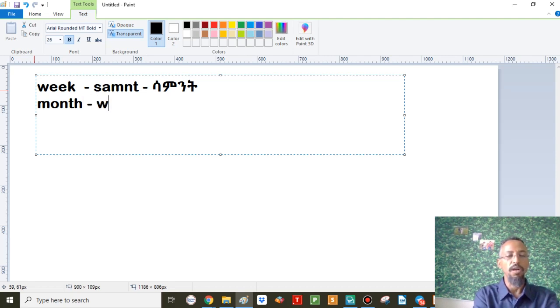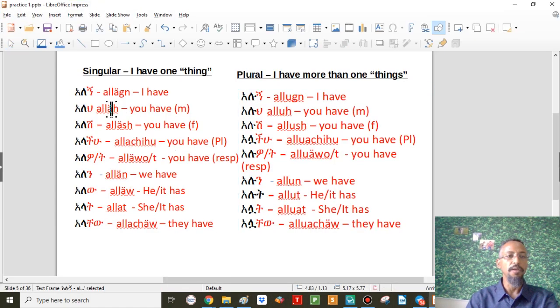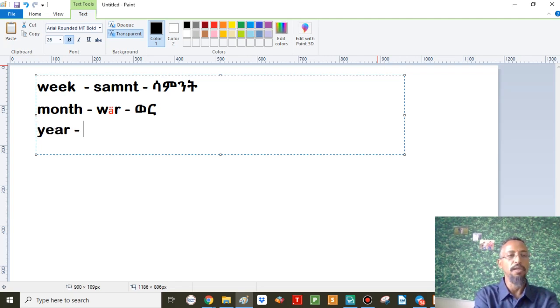war. I don't know how you can put that, maybe with the symbols. It's not war, but it's war with symbols. Let me just get the symbols from the other lesson. Here. War. So in Amharic, you write it as war. Amet, which is year. Year in Amharic is Amet.